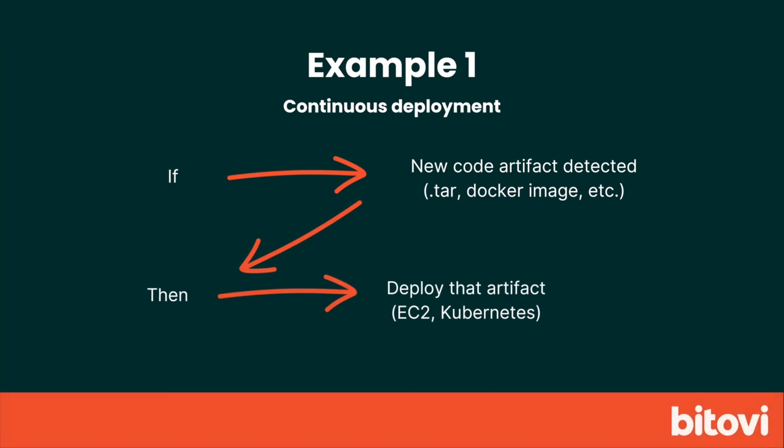Same thing for continuous deployment, and you're going to see this a lot. We're going to go through a whole bunch of use cases, as well as some really interesting, weird ones, in a second. But if a new code artifact is detected, for example the sensor is watching Artifactory and a new artifact comes in, then we see the artifact and we're able to act upon it by deploying that artifact to somewhere like EC2 or Kubernetes.